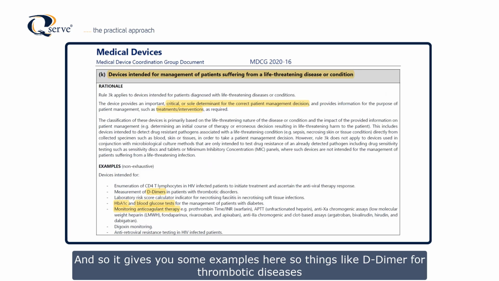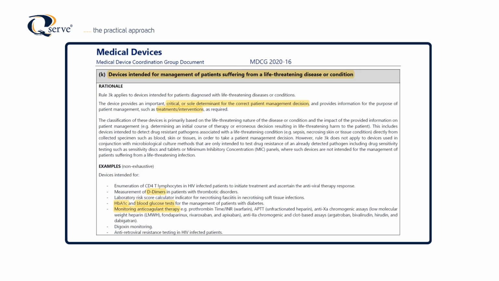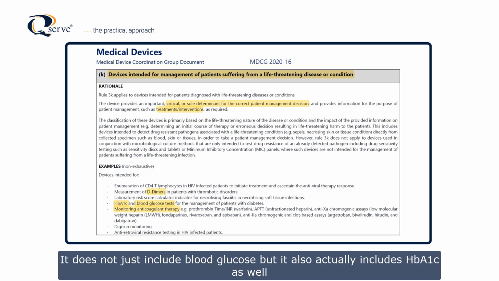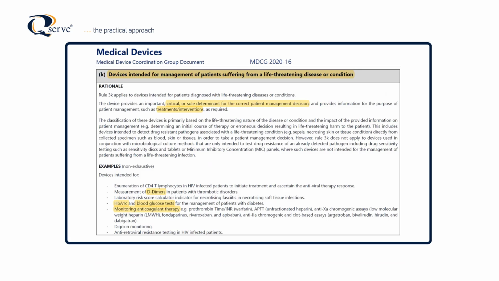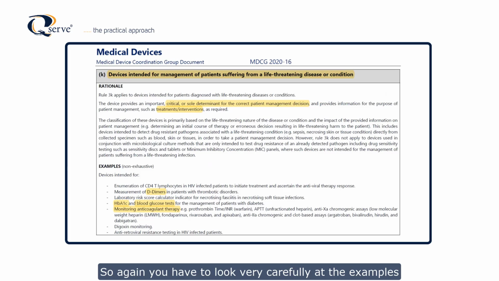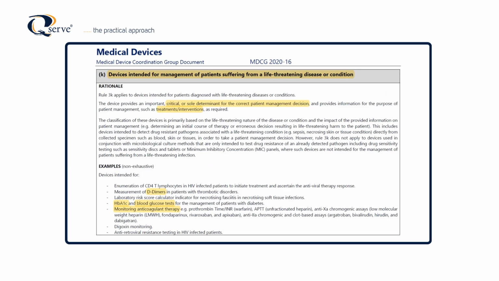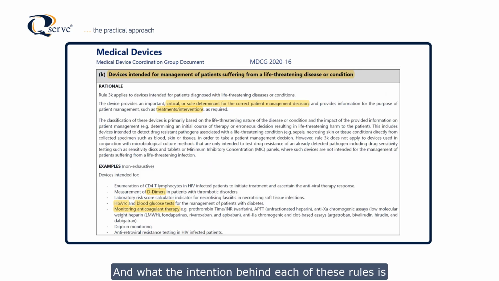So things like D-dimer for thrombotic diseases. It doesn't just include blood glucose, but it also actually includes HbA1c as well, and also various monitoring tests for anticoagulant therapy. So again, you have to look very carefully at the examples and what the intention behind each of these rules is. So let's move on.